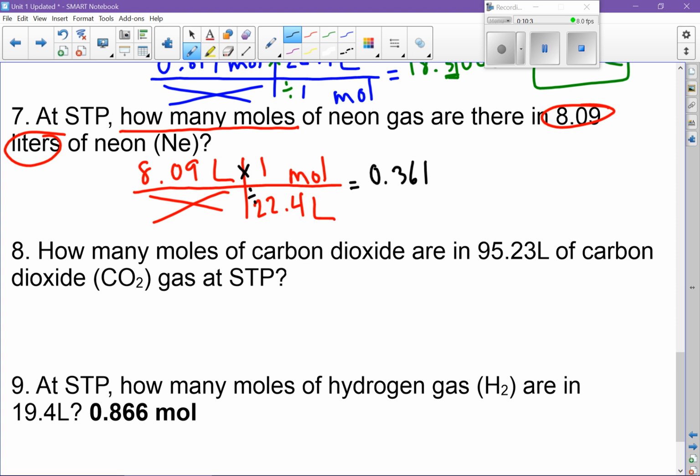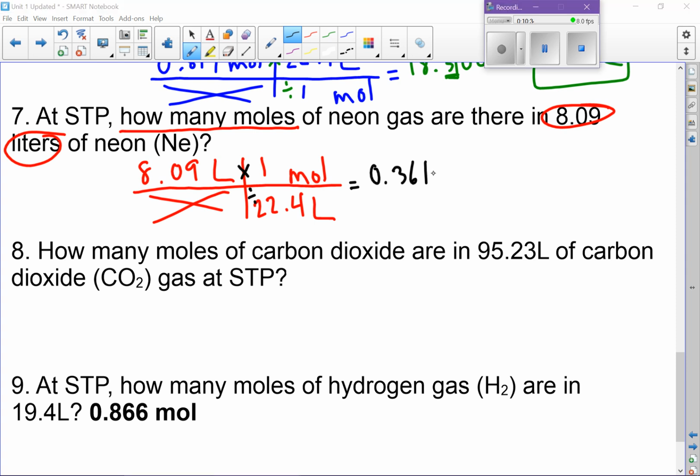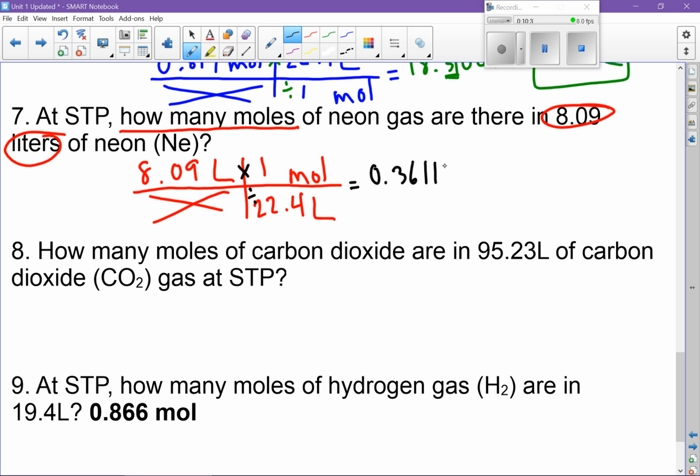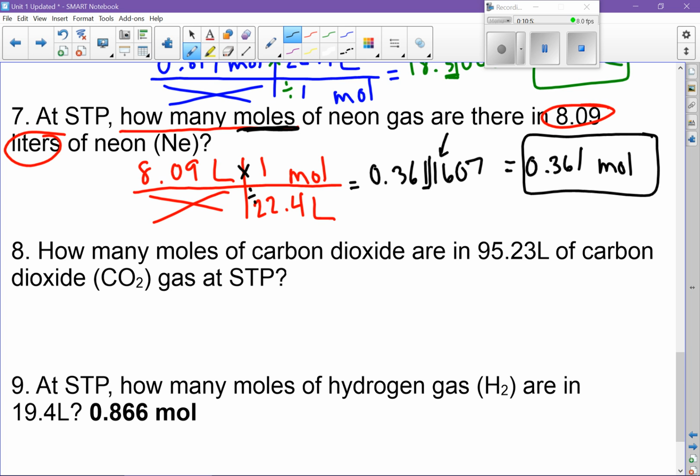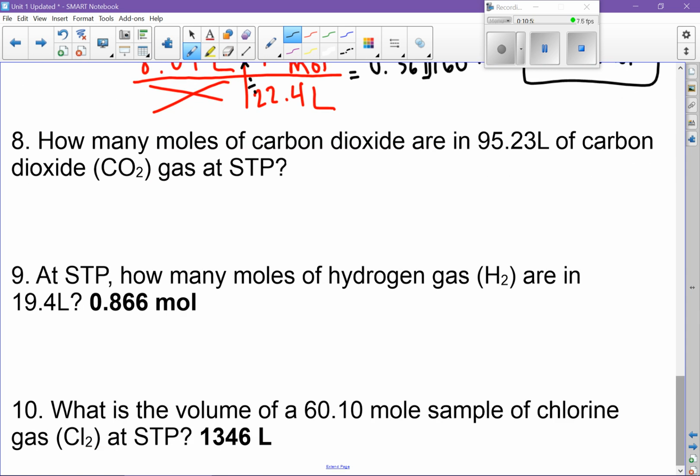what's that say? 1607, on and on. We're going to round that one at the thousandth spot, which is here. The one after it means I don't need to round up, so it can stay. And our unit is that we were looking for moles, so you have to put that on your answer. Oh, I gave away the answers down here.